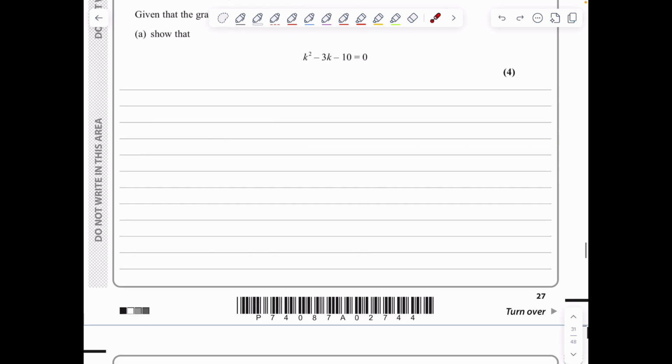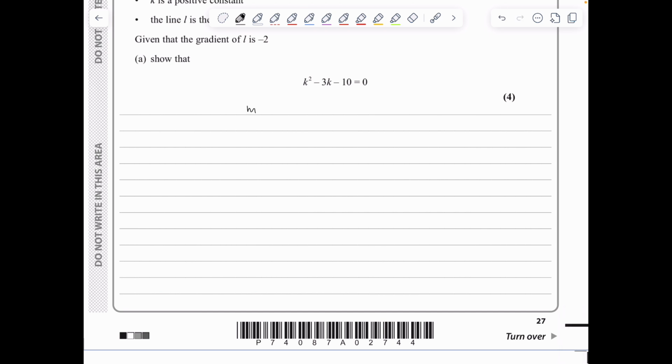So let's start with the gradient of PQ. The gradient of PQ is given by k squared minus 2k minus the k plus 8, over the 3 minus the -1. This gives me k squared minus 2k minus k minus 8, and all of it divided by 4, which simplifies to k squared minus 3k minus 8 over 4. And knowing that the gradient of the tangent is -2, this means that the gradient of the radius, the gradient of PQ, must be a half. So this is equal to a half. I flip the gradient, I change the sign.